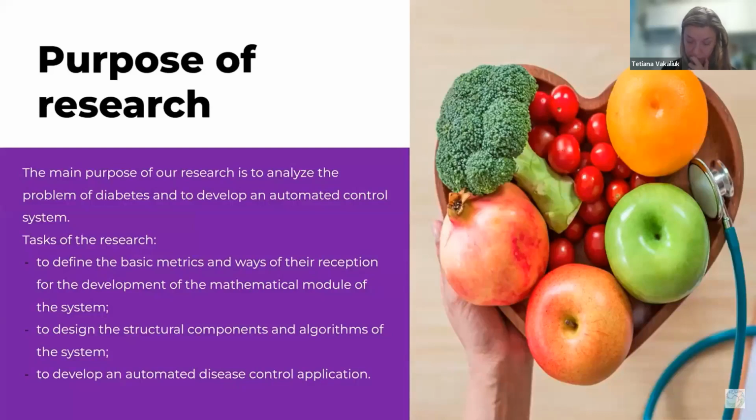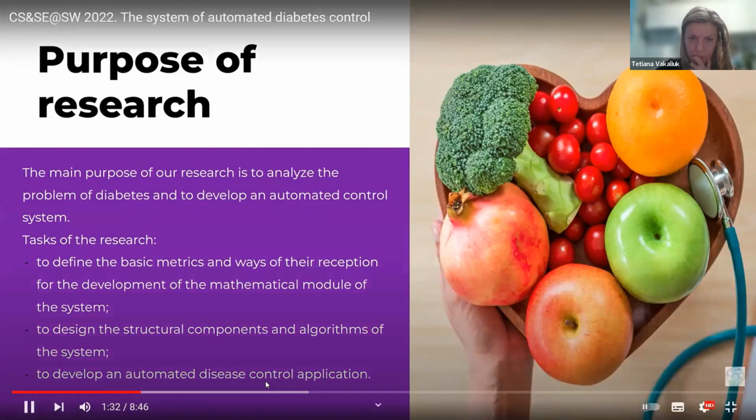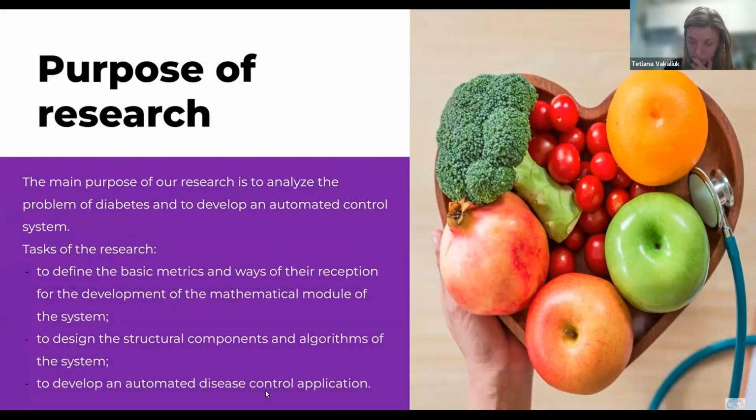The main purpose of our research is to analyze the problem of diabetes and to develop an automated control system. The defined purpose determines the following tasks: to define the basic metrics and ways of their reception for the development of the mathematical module of the system, to design the structural components and algorithm of the system, to develop an automated disease control application.